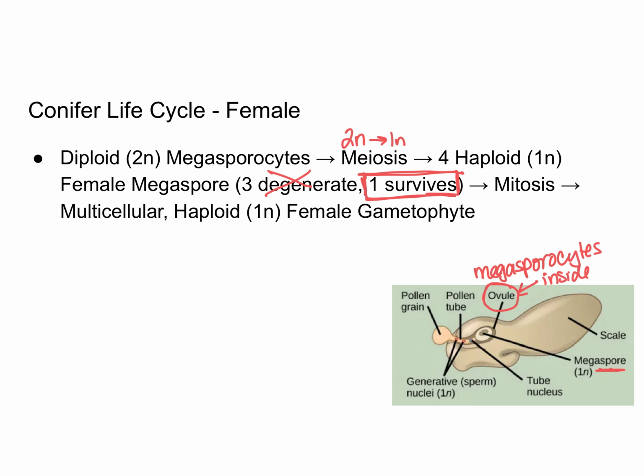And that one is going to go through mitosis. And remember, it is haploid, so mitosis is just going to produce more cells that are also haploid. And so ultimately, this surviving megaspore is going to form a multicellular haploid female gametophyte.